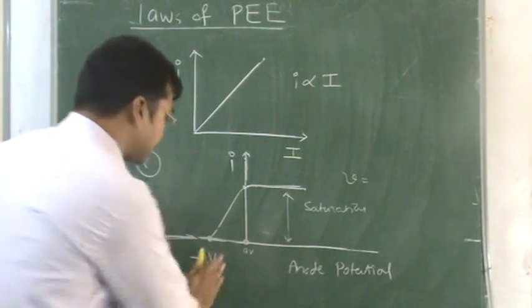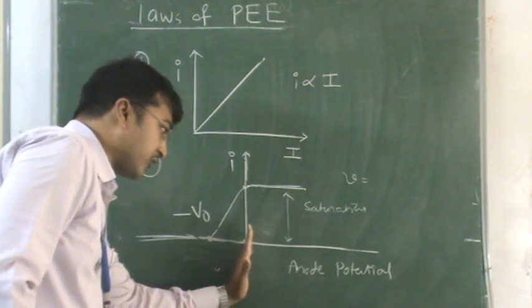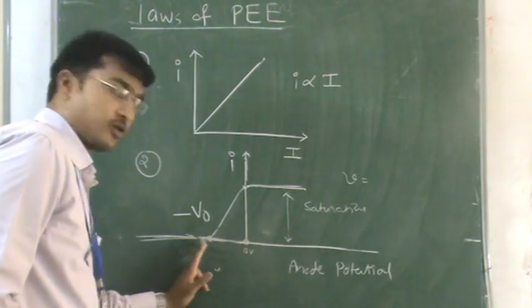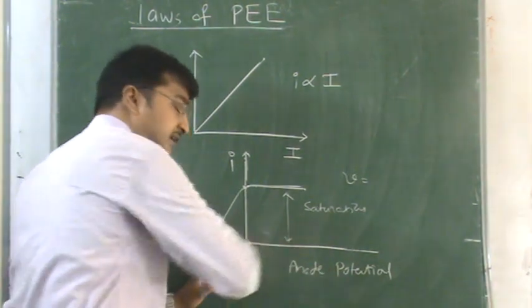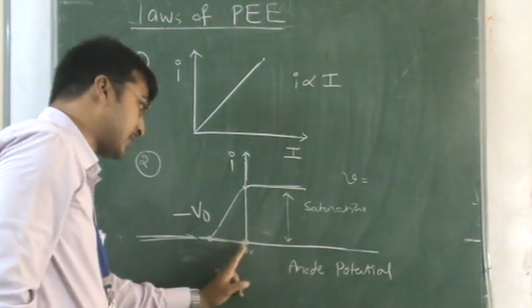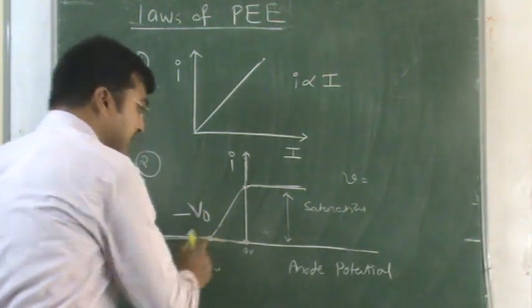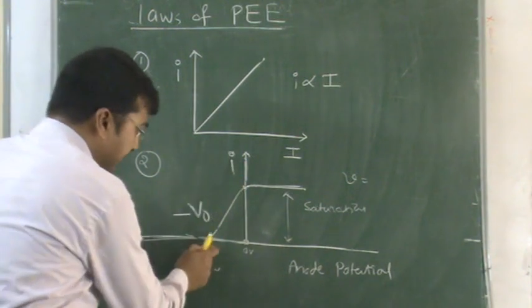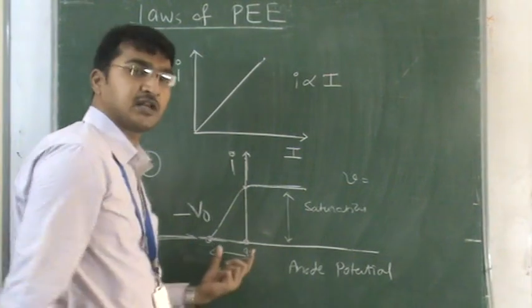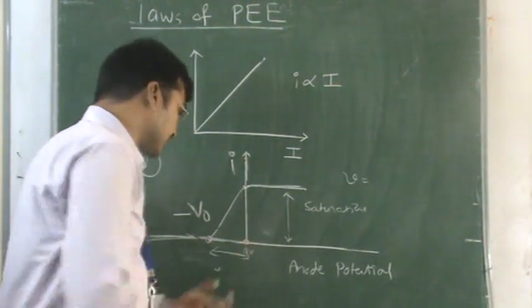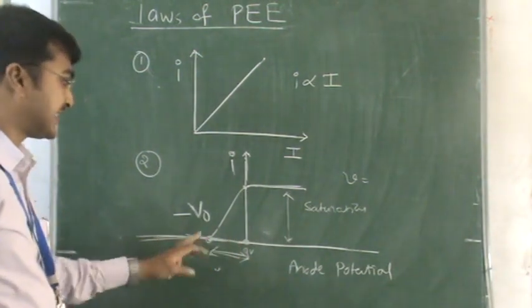So minus V naught. Initially, when I apply a negative anode potential, this axis represents the anode plate potential. At a particular potential, that is minus V naught, the photoelectric current became zero, and this potential we call the stopping potential of that material. So stopping potential. Got it now? That is the stopping potential, minus V naught.